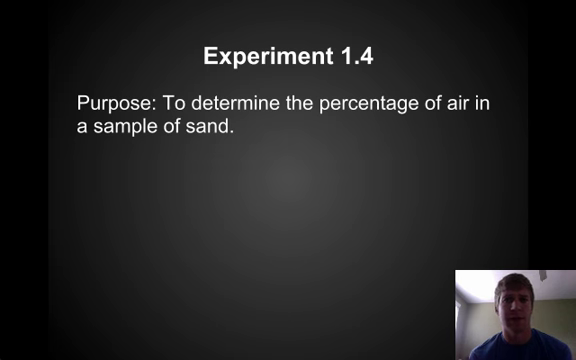So the purpose of experiment 1.4 is to determine the percentage of air in a sample of sand. In other words, if you pour sand into a graduated cylinder, you're trying to figure out how much of that sample of sand in the graduated cylinder is sand and how much of it is air.